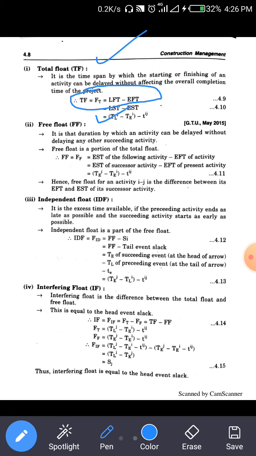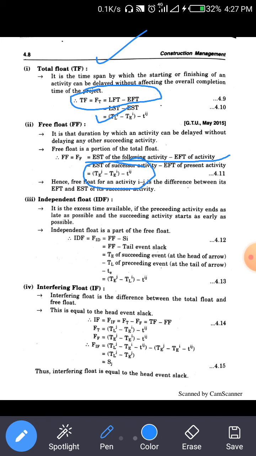Then another is free float. What is free float? It is the time duration by which an activity can be delayed without delaying any succeeding activity. Free float, FF, is the earliest EFT of the following activity minus the EFT of the activity. In other words, TEJ minus TEI minus Tij. This is the free float equation.